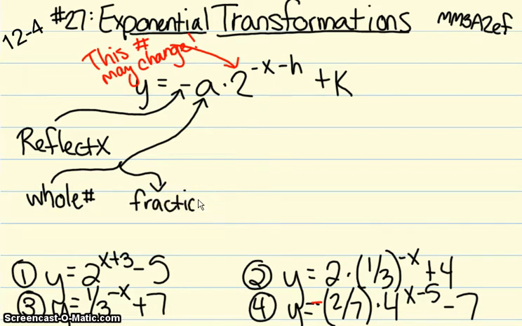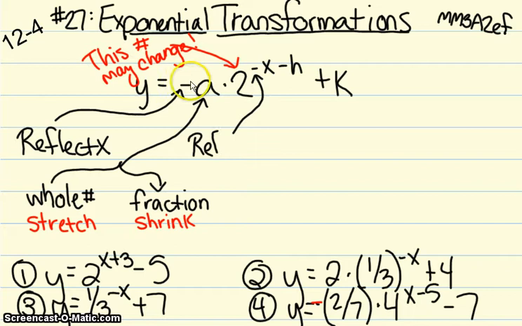Now each one's going to tell us different things to do with our graph. So the whole number is going to tell us we're going to take it and stretch it, which means it's going to climb really quick. If it's a fraction, it's going to shrink, which means it's not going to climb as fast. The next thing is we have this little negative right here. Now, if a negative in the front means reflect x, a negative right here is going to tell us to reflect y.